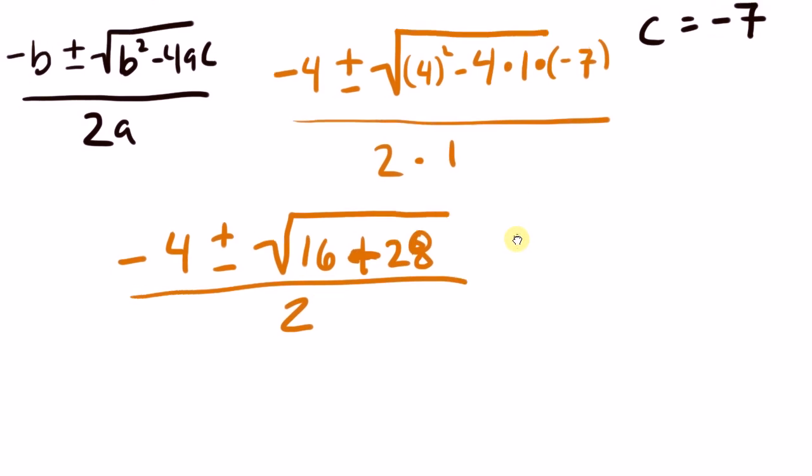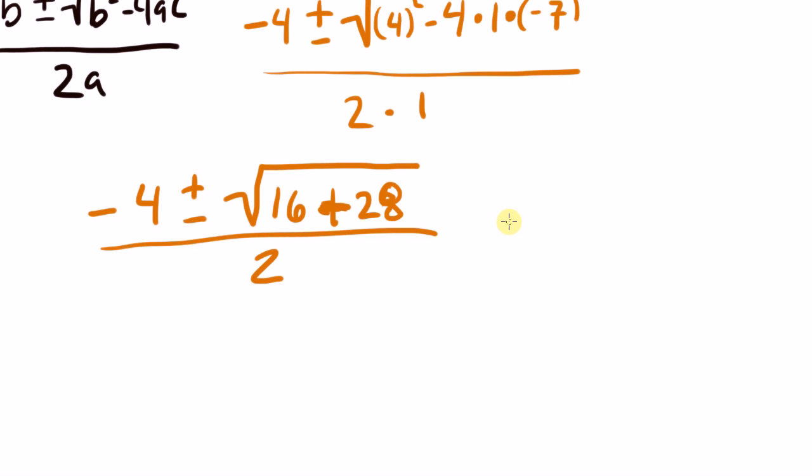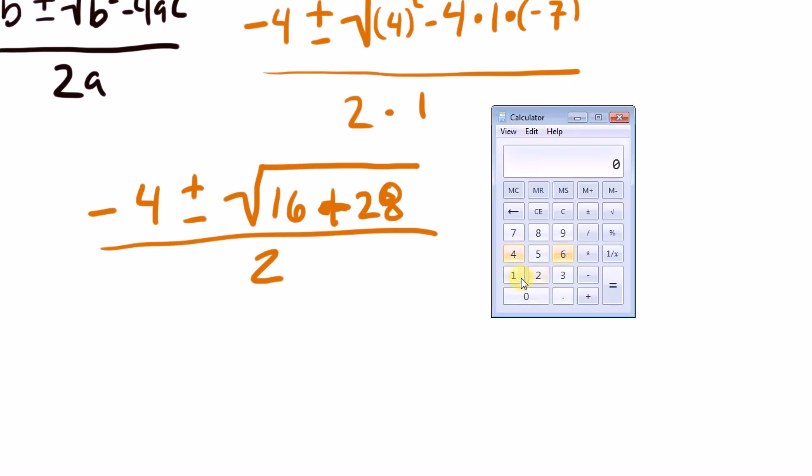Alright, so 16 and 28. I mean, I could do this by hand, but whatever. So we got 44, and now I'm going to want to take the square root of that guy. That's going to be 6 point blah blah blah.